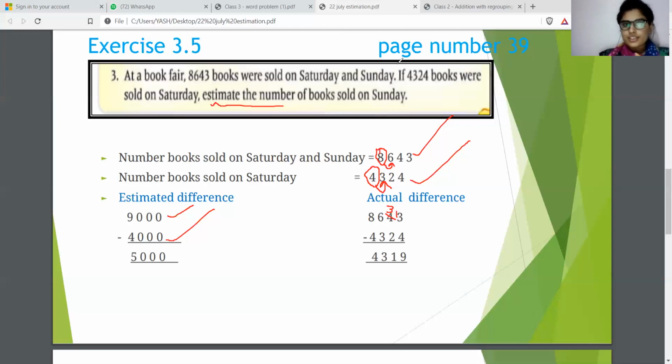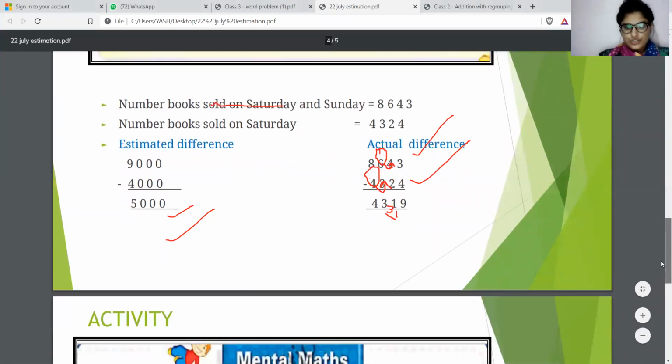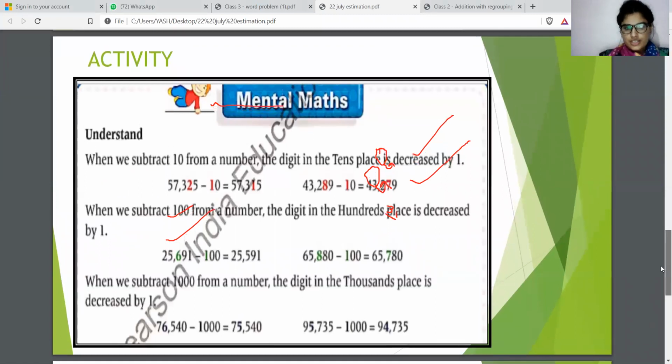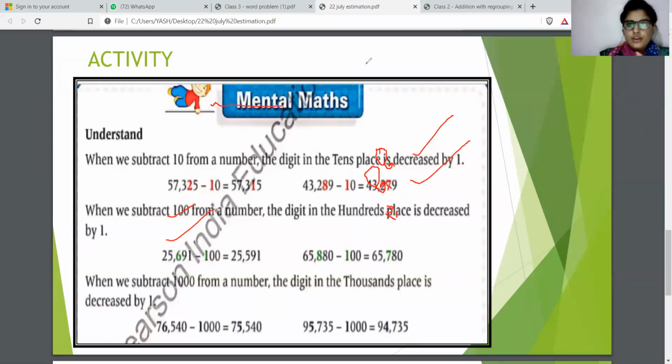Now we go to the next question. So now we will do the activity. In this activity, we will see how we can do the question with mental maths. Okay, now let's do mental maths questions. So this is an activity for you.